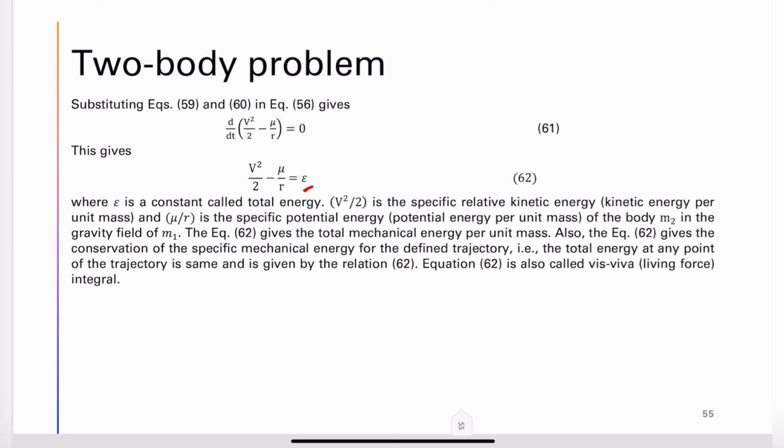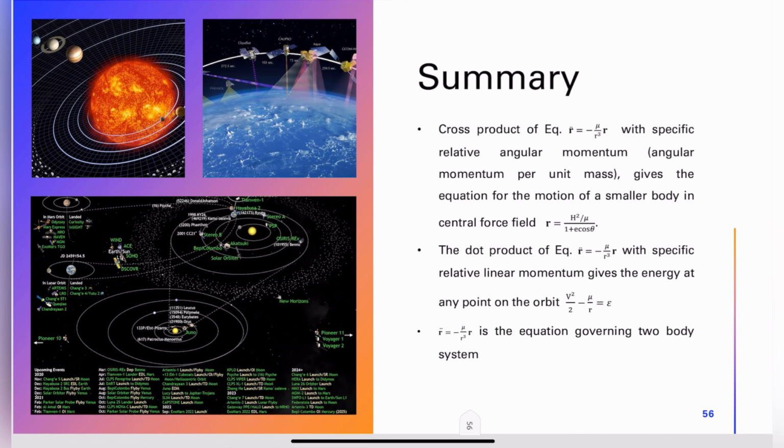Also, equation 62 gives the conservation of specific mechanical energy for a defined trajectory. The total energy at any point of the trajectory is given by equation 62, and this equation is also called the vis viva, that is, the living force equation.